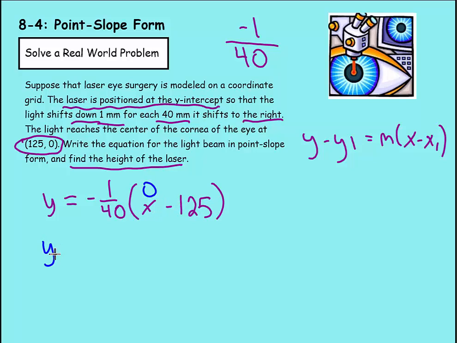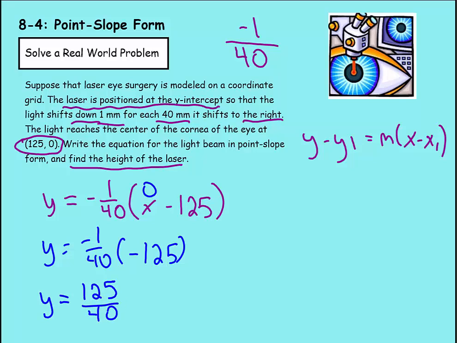So our equation would be y equals negative 1 over 40 times 0 minus 125, which is just negative 125. If we do the multiplication here, this would turn into y equals, negative times a negative gives us positive, so positive 125 over 40. And if we do that division, that's going to give us y equals 3.125. Since this is measured in millimeters, we're going to say 3.125 millimeters. So that'll be the height of the laser when we start.